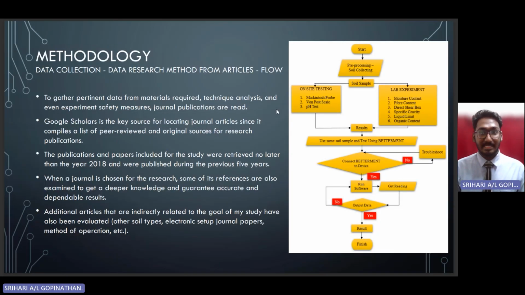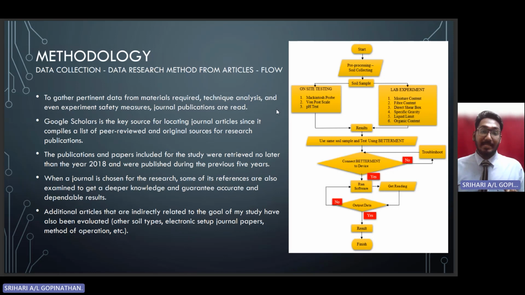This is the methodology I conducted. First, we need to do pre-soil testing and collect the soil sample. On site, we will do a Mackintosh probe test, a vane shear test and a pH test to identify the soil value. Then when we bring the soil back, we conduct lab experiments like moisture content and direct shear box tests, which help identify the type of soil. When we get the results, we compare them, then put the same sample in the bender element and compare with the lab tests.